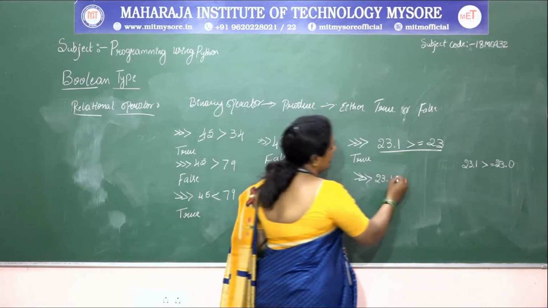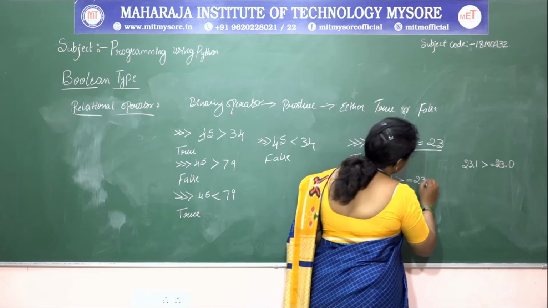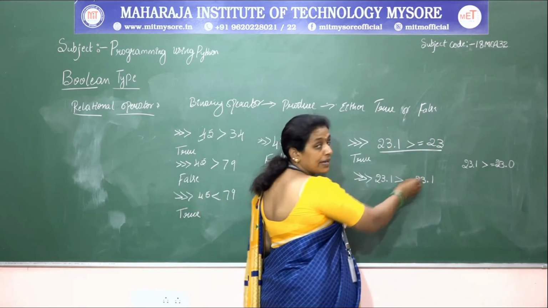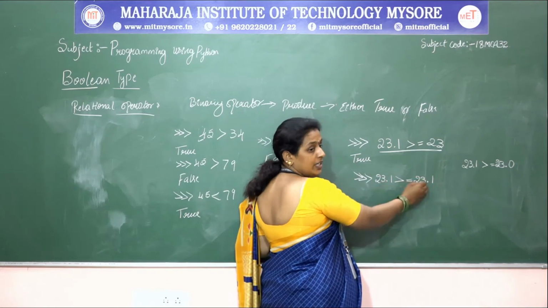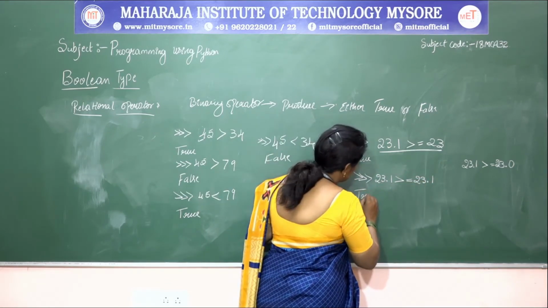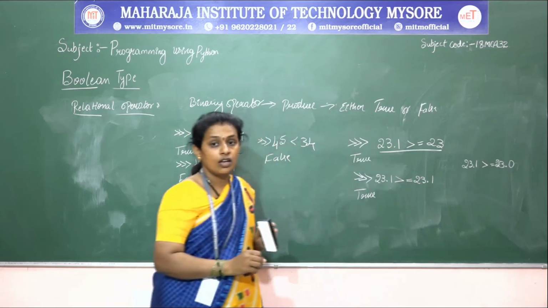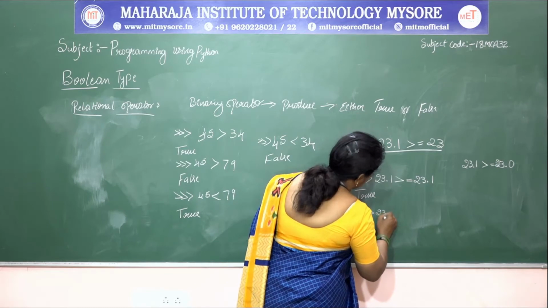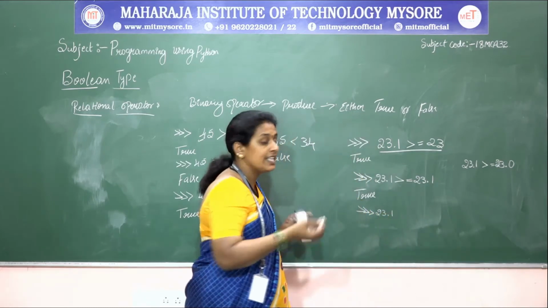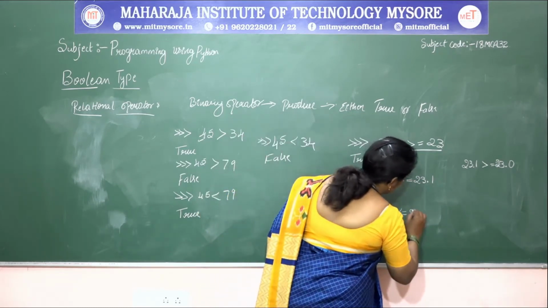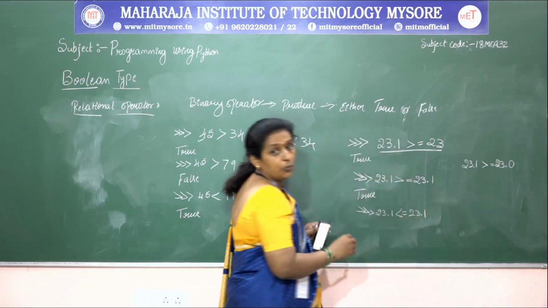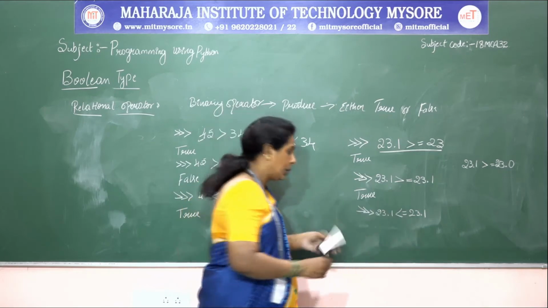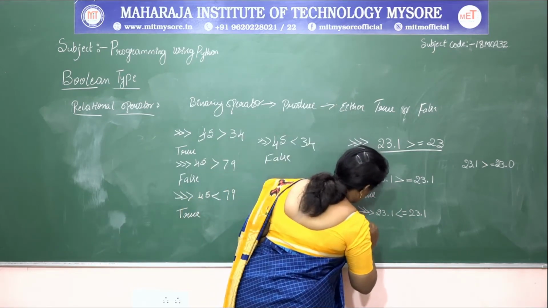23.1 greater than or equal to 23.1. This time it is an exact match between this value and this value, so we get the output as true. 23.1 less than or equal to 23.1: yes, it is not less than, it is equal, so we get the output as true.